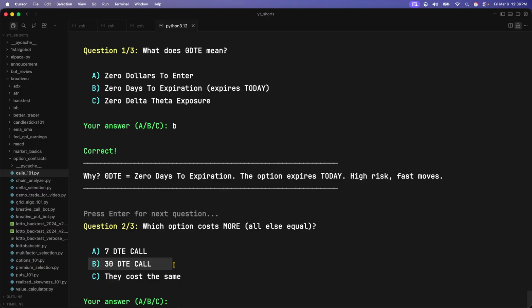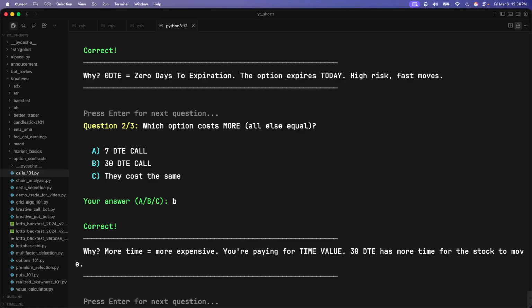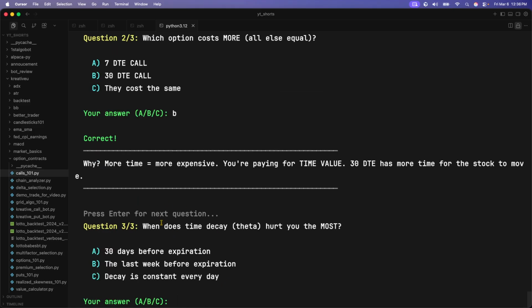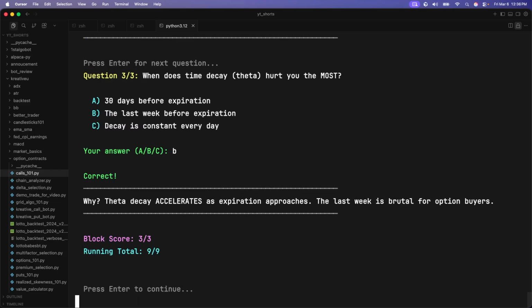Now, with option contracts, one thing just to keep in mind is you're paying for time, right? So if you have more time on your side, that one's going to be more expensive. And this one's just to throw you off. So with more time on our side, that's going to be the 30 days to expiration. When does time decay or theta hurt the most? 30 days before expiration, the last week before expiration. I think I heard that before. Or decay is constant. It's every day, right? So I wouldn't be mad at this answer, but it's asking us when does it hurt the most, right? So it's the last week of expiration.